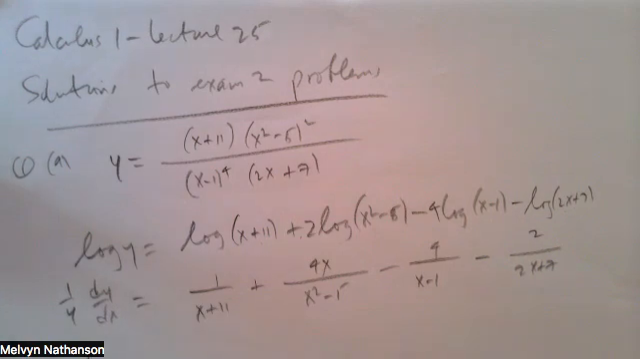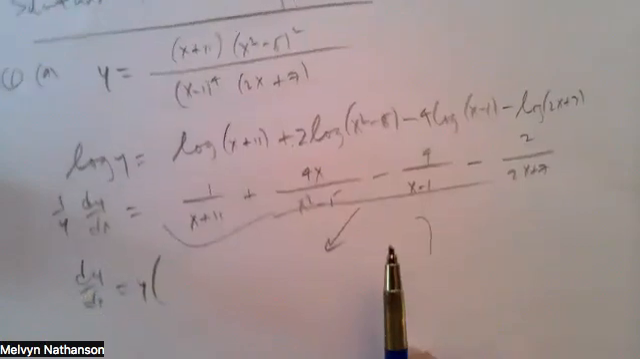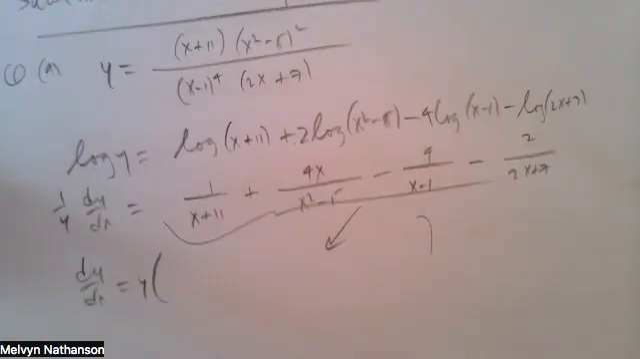So dy dx is y times this expression. Okay, just put that in there. And that's the solution. Any questions about that?